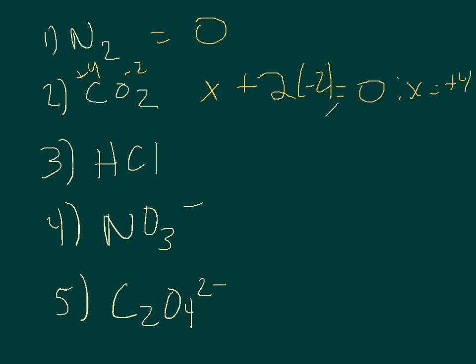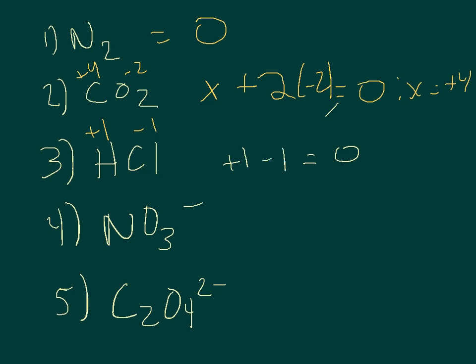Okay, let's look at HCl. H is almost always generally +1. Cl is almost always generally -1. +1 minus 1 equals 0. It's a neutral molecule. That should make sense. If I set that up algebraically, the whole thing equals 0. I know that H is always +1. Cl is generally -1. So that makes sense.